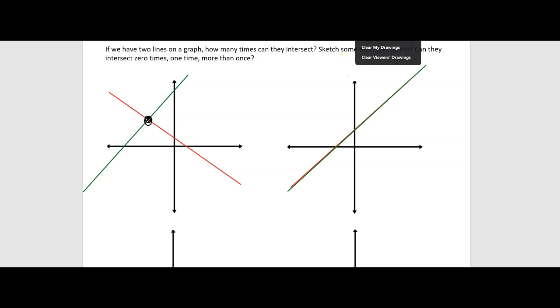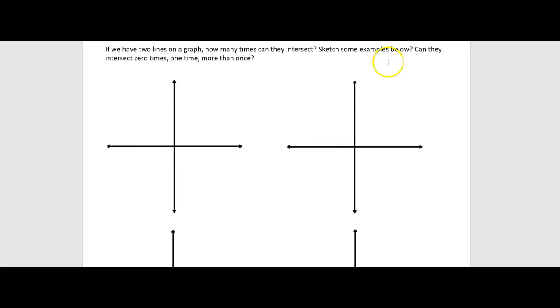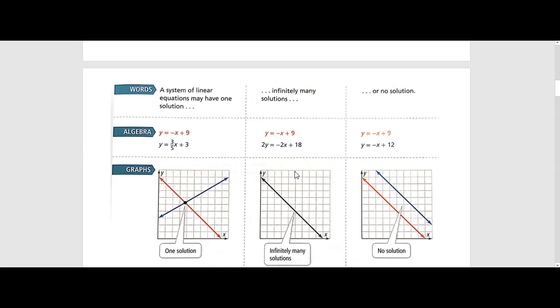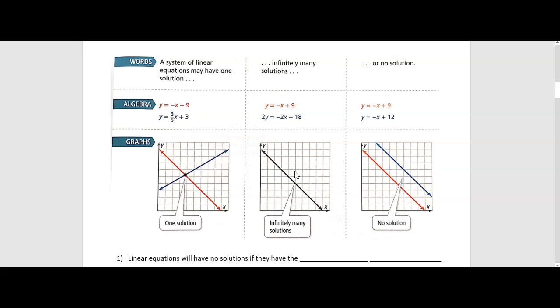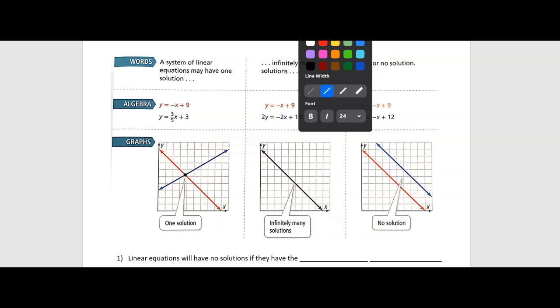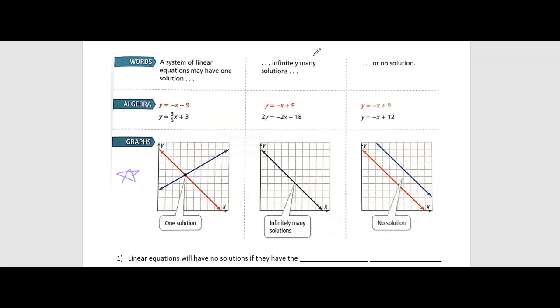And each of these has a relationship with how many solutions there are. So if we go down here, a system of linear equations may have one solution if their graphs intersect once, just like these graphs do. So they intersect one time, the system has one solution, and it's where they intersect.